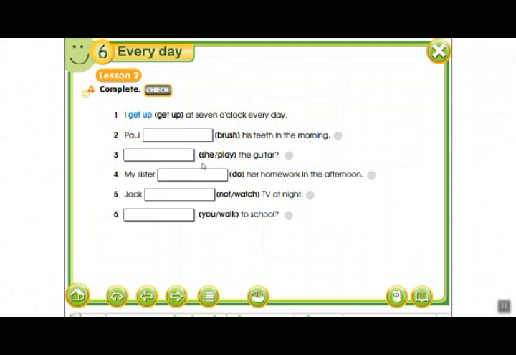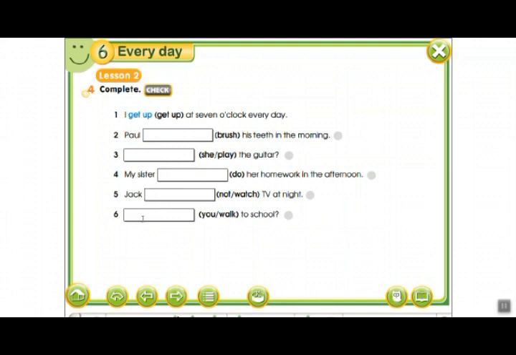Here, what do we say? This is a question. So should we say does she play or do she play the guitar? My sister do her homework or does her homework in the afternoon. Jack don't watch TV or doesn't watch TV at night. Walk. Do we say do you walk to school or does you walk to school?